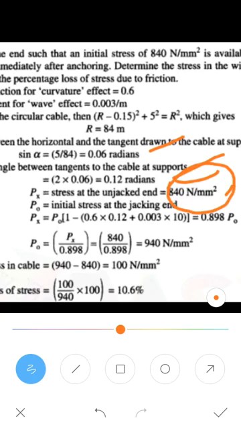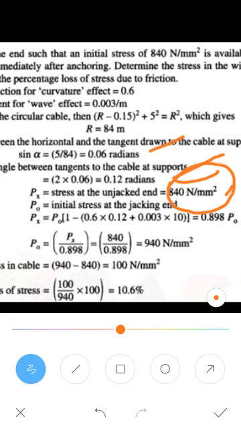Initial stress at the jacked end is P naught. You know the general equation: Px is equal to P naught into 1 minus mu alpha plus kx. Okay, so that is the formula.